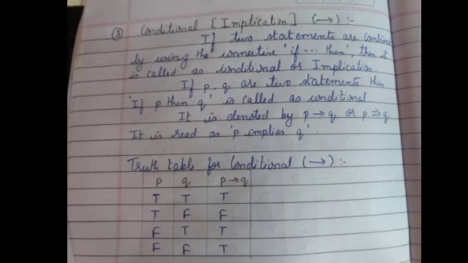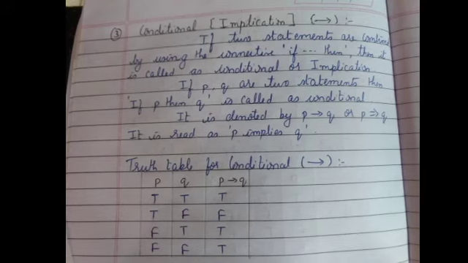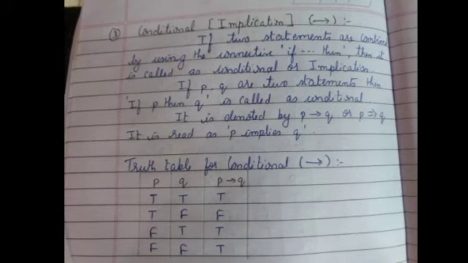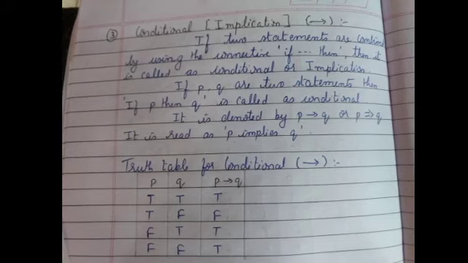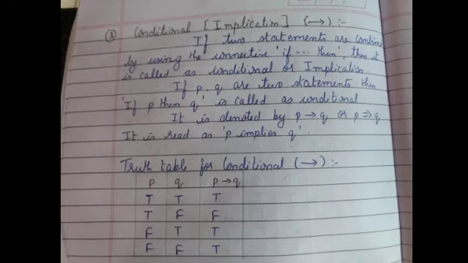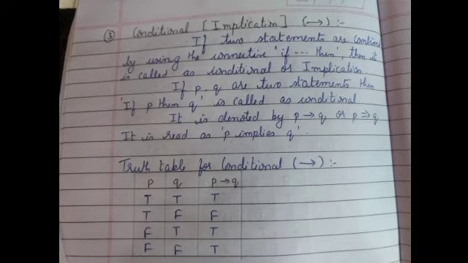We have a truth table for conditional, similar to the earlier ones. Here we have three columns: P, Q, P implies Q. Here we have to remember the second entry: T, F is F, and the remaining values are T.